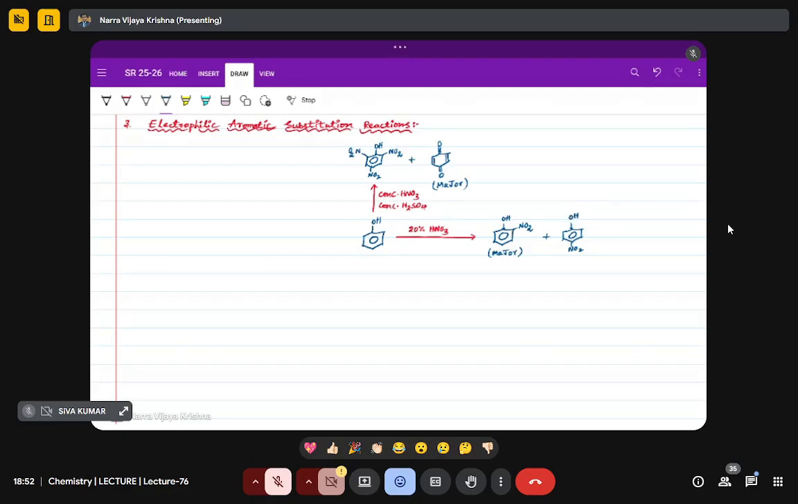Next, with bromine in presence of H2O. This is a very, very important reaction, sir. Br2 in presence of any polar protic solvent. If I take H2O, you will get 2,4,6-tribromophenol, a white precipitate. They asked this question in JEE Mains, Advanced, and NEET many times. White precipitate. Very, very important reaction.